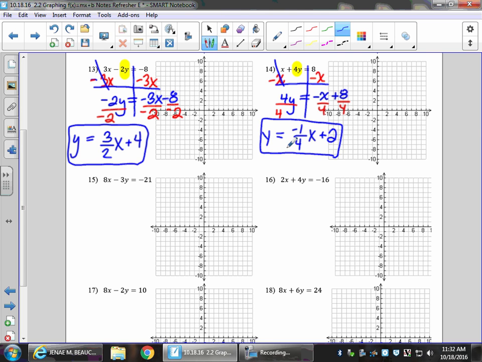And again, fractions are great for slope. What set of directions is this? Down 1, right 4.